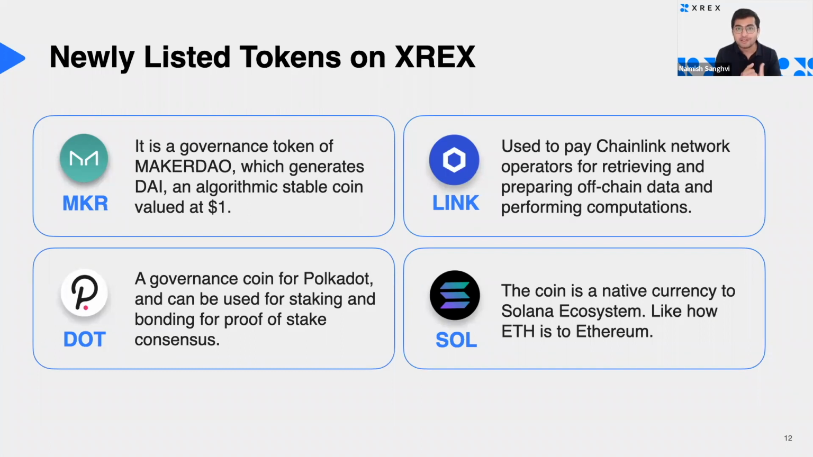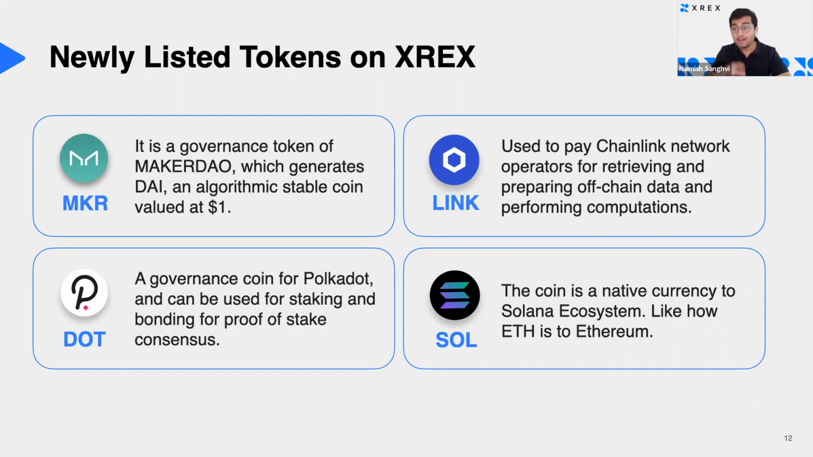So Maker is a governance token of MakerDAO, which generates DAI, an algorithmic stablecoin valued at $1. So DAI is the first and currently the only algorithmic stablecoin which is very successful. So MakerDAO has built a DAO, and the Maker token acts as the governance token. So every decision that the decentralized organization makes is based on the votes given by the people who are holding Maker token. So MKR Maker token acts as the governance token for that.